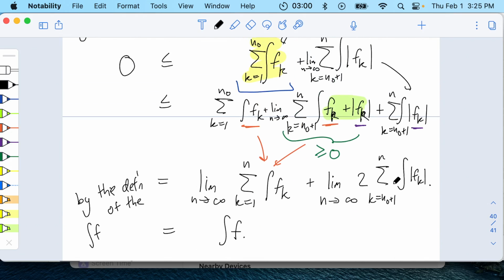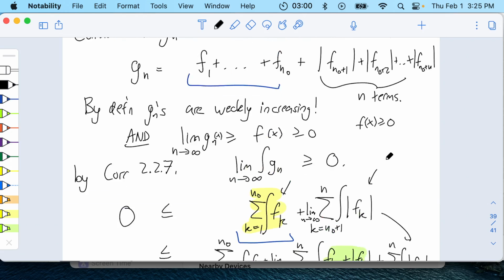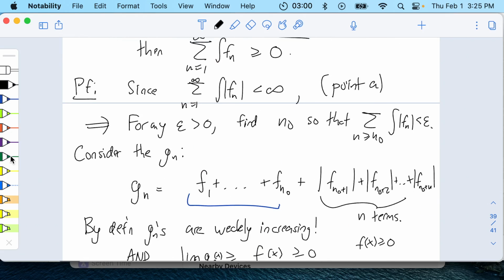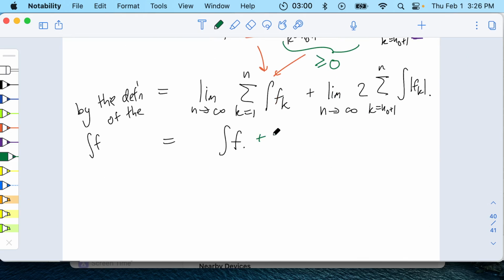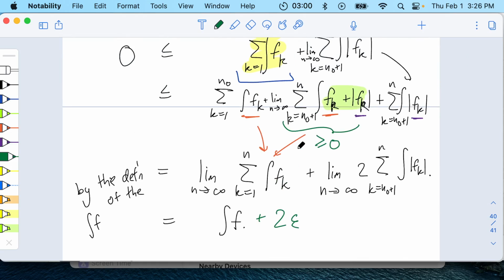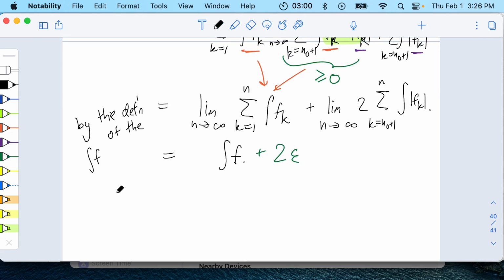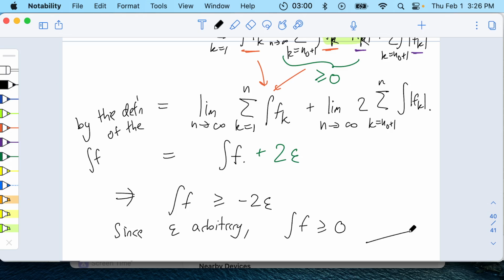What is this stuff over here? Well, it starts at n naught and it goes all the way up to infinity, but that's less than epsilon. So this thing is less than epsilon, and this whole thing is 2 epsilon. So we have 0 is less than the integral of f plus 2 epsilon. If you rearrange that, the integral of f is greater than negative 2 epsilon. But of course, this worked for any epsilon greater than 0. Since epsilon is arbitrary, the integral of f is greater than or equal to 0, which is what we want.